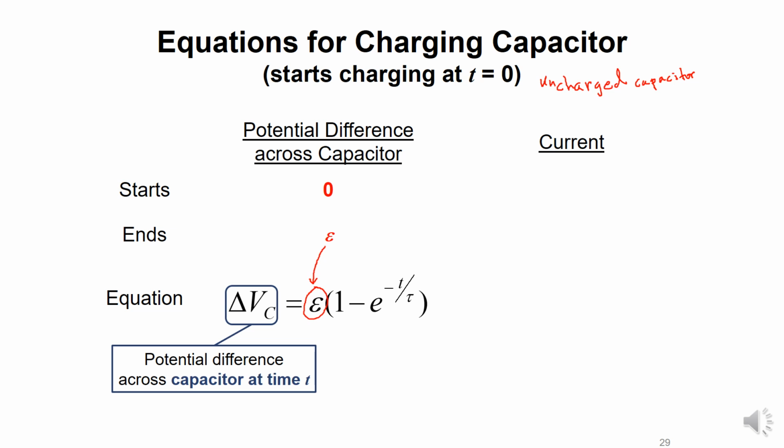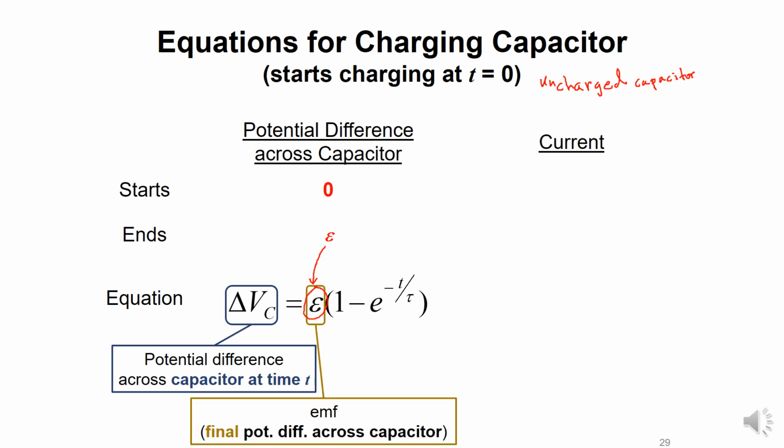Once again, this is a process of charging. When it's discharging, it's different. We'll see later. So let's mark the different symbols here. Delta V is the potential difference of the capacitor, what we call the capacitor voltage. And E at the front is the final potential difference across the capacitor, so the final capacitor voltage. And tau is called the time constant. It is equal to resistance times capacitance.